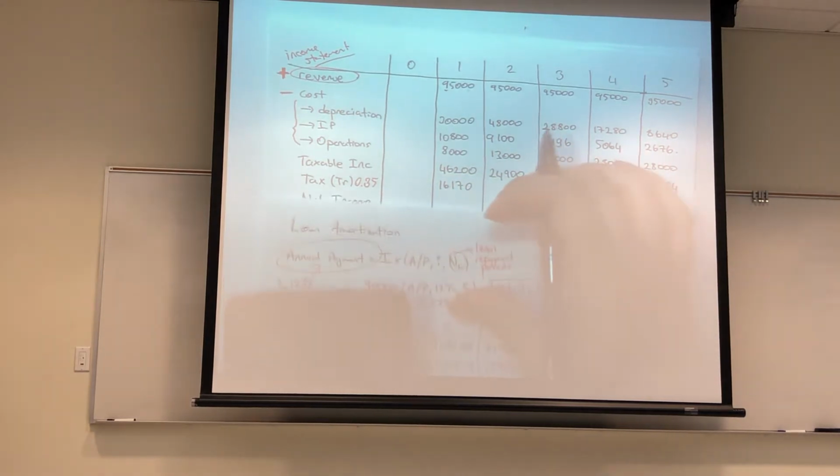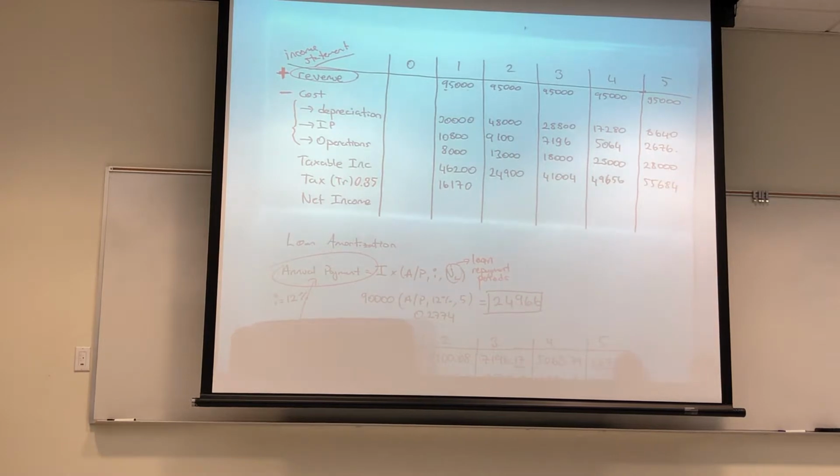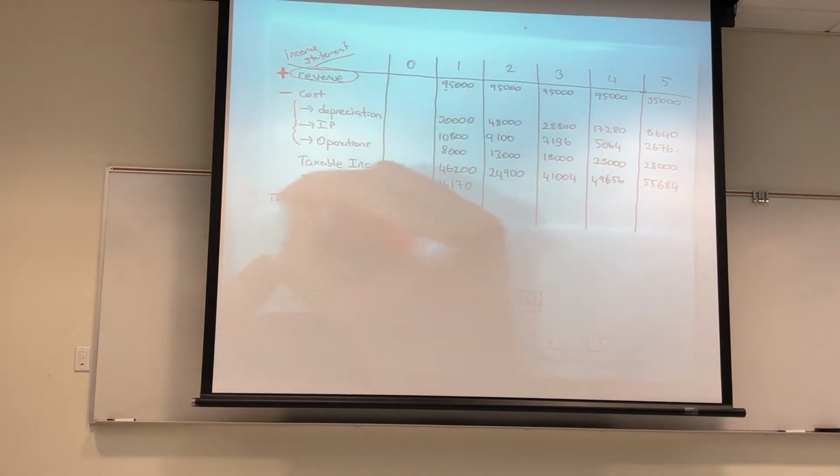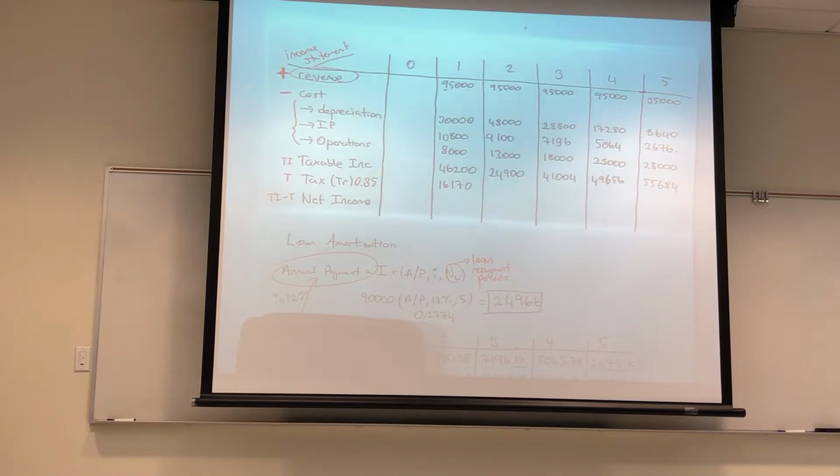So 46,200 times 0.35 will be equal to 16,770. And then, to make calculations easier and faster, net income will be equal to taxable income minus tax. Let's call this taxable income, and this is tax. Right? So 46,200 minus the answer we just found will be equal to 30,030. So let's do that for each and every one of them.